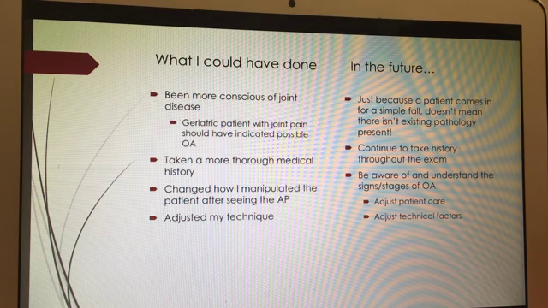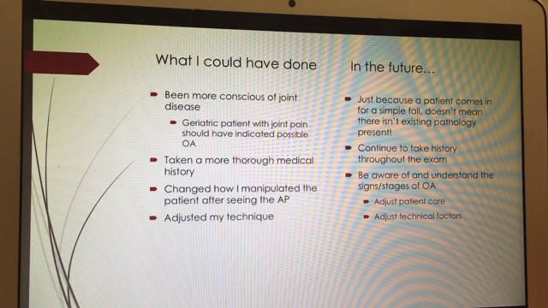And I also could have adjusted my technique from the AP to the lateral, increasing the technique because of the added density. In the future, I have to remember that just because a patient comes in for a simple fall, it doesn't mean that there isn't an existing pathology present. So, it's important to continue to take the history throughout the exam.